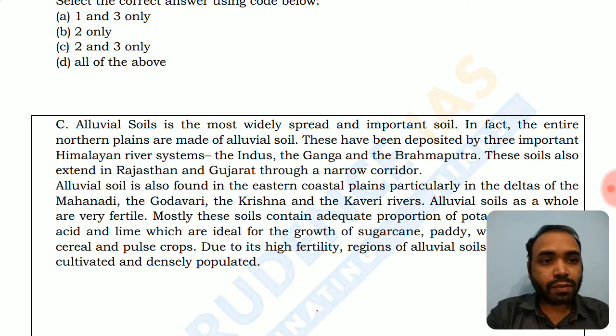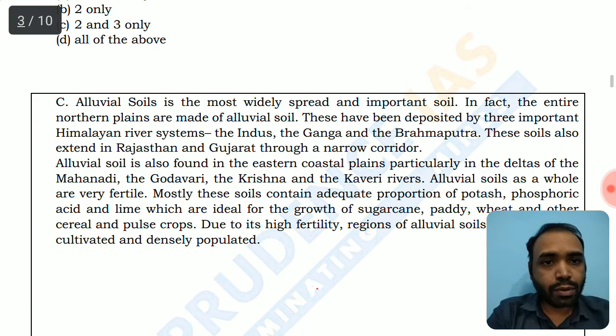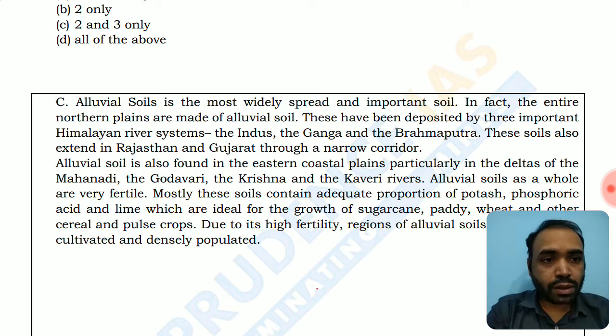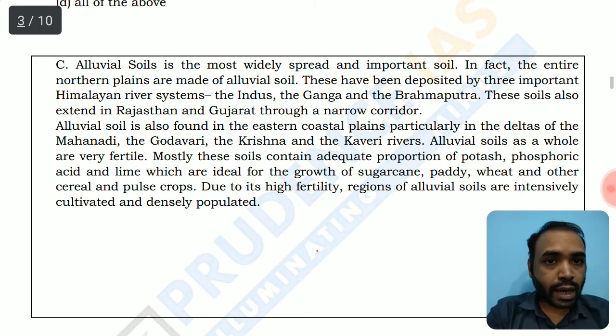It is deposited because of the water flow and the weathering of rocks by the flow of the river. So these river deltas also contain a significant proportion of alluvial soils. The alluvial soils as a whole are very fertile. Mostly these soils contain adequate proportion of potash and phosphoric acid. In the upcoming MCQ, we are going to see why the application of high nitrogenous fertilizer to our soil has led to many problems, especially the absence of focus on the other nutrients like potash. So for the time being, let's read the explanation.